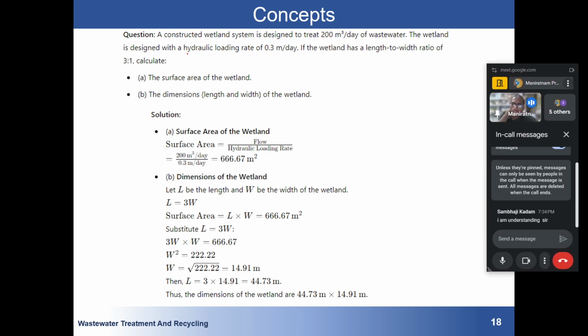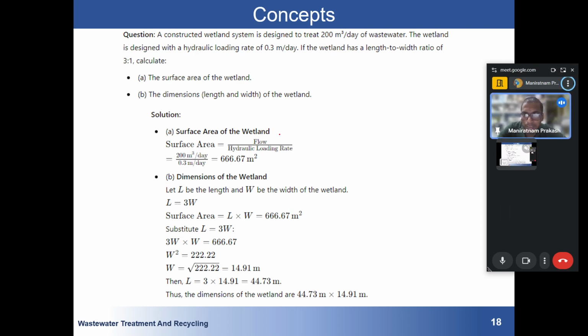So the question is, generally questions related to these are very simple. A constructed wetland is to be designed to treat 200 meter cube per day of wastewater. The wetland is designed with a hydraulic loading rate of 0.3 meter per day. If the wetland has a length to width ratio of 3:1, calculate the surface area of the wetland, and the dimensions, length and width, of the wetland.